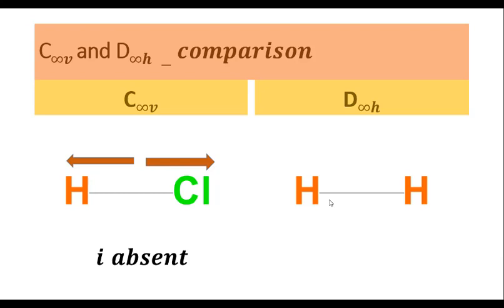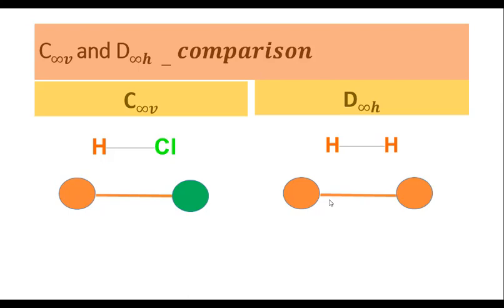If you take the case of hydrogen molecule, if you draw a line from the center, it meets the molecule at one end at the atom hydrogen. In the opposite direction, if you draw another line for the same distance, it will meet another hydrogen atom. So center of symmetry is present, I is present.